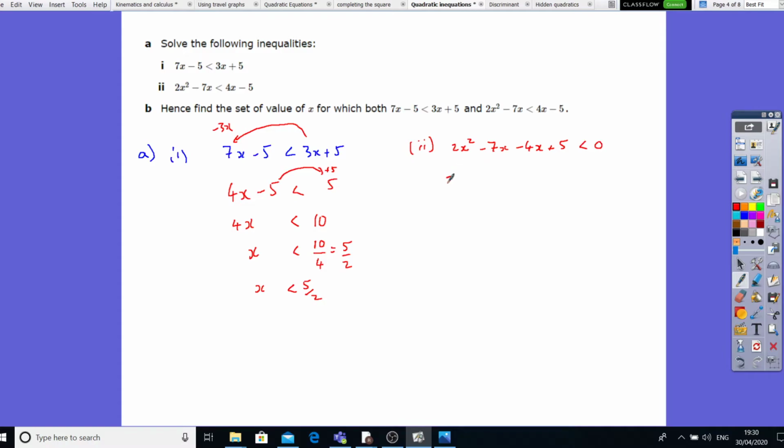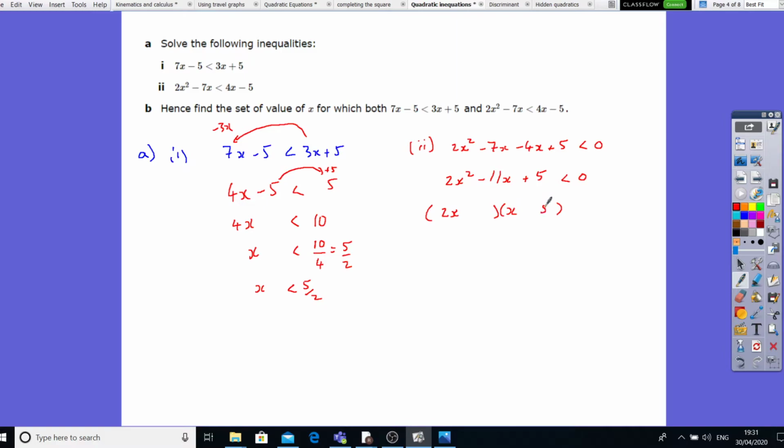So I end up with 2x squared minus 11x plus 5 is less than 0. And we can factorize this because we've got 1 and 5. Double 5 is 10, plus 1 is 11. So this is factorizable. We can put 2x in the first bracket, x in the second.